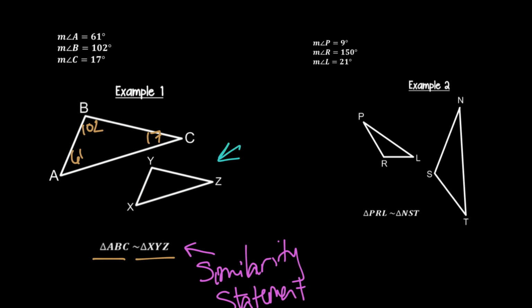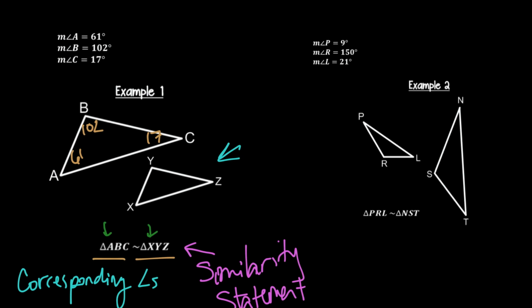Because we know these two triangles are similar, we know that corresponding angles are congruent. How do we know which angles are corresponding? Because the order that our similarity statement is in tells us this. So angle A comes first here, angle X comes first here. These two angles are corresponding.